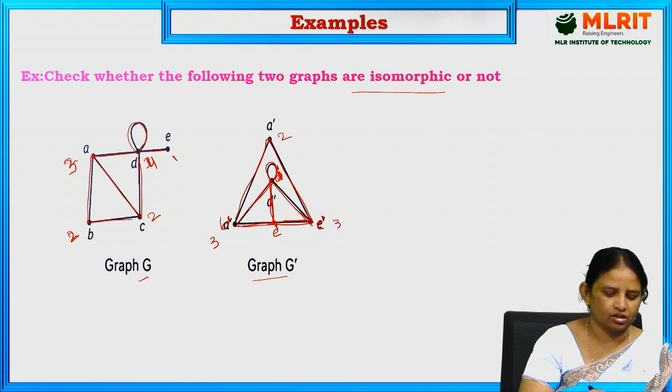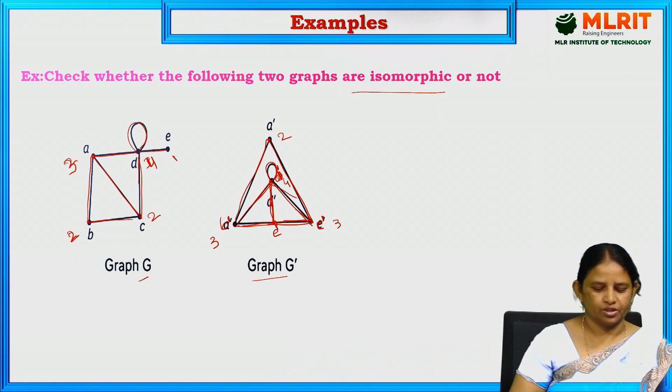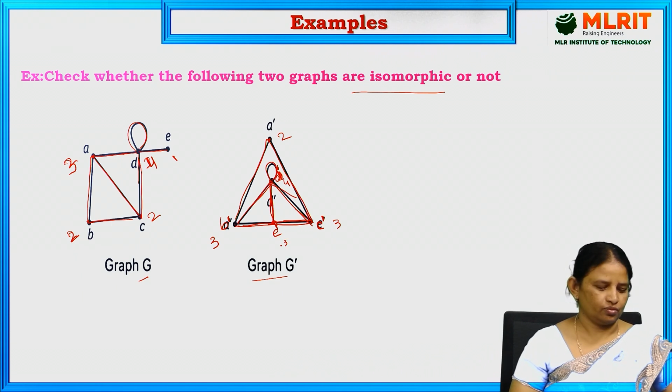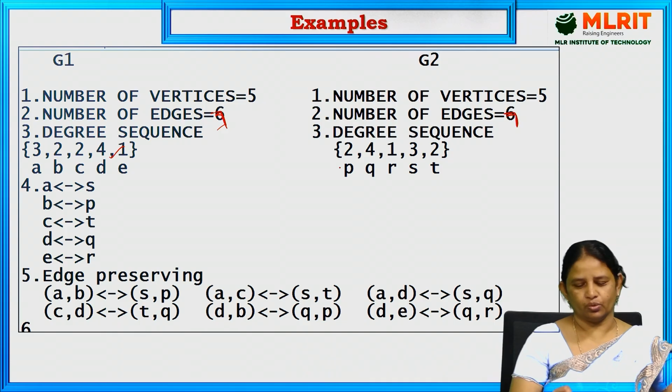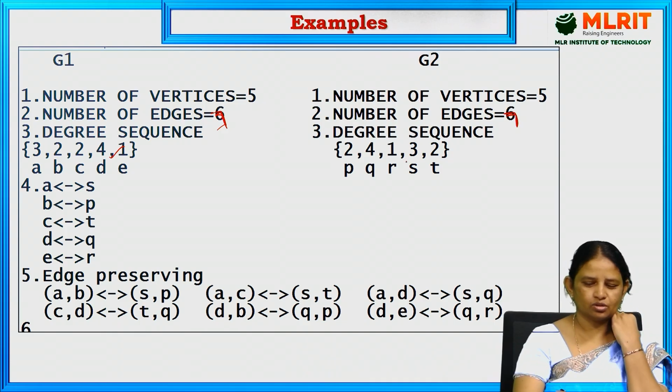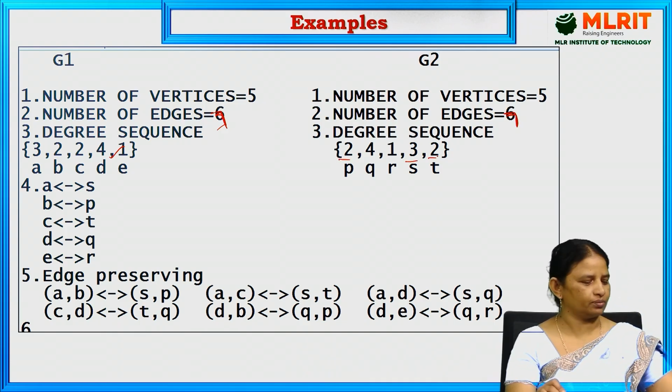This one 1, 3, 4. That means 3, 2, 2, 4, 1. That is 3, 3, 2, 4, 1. Only one edge is connected. 3, 2, 2, 4, 1. Here also 3, 2, 2, 4, 1.